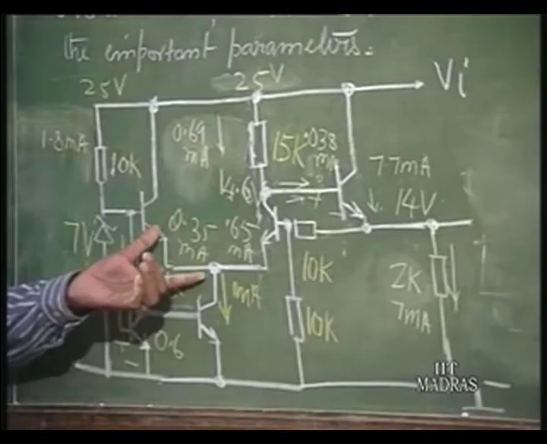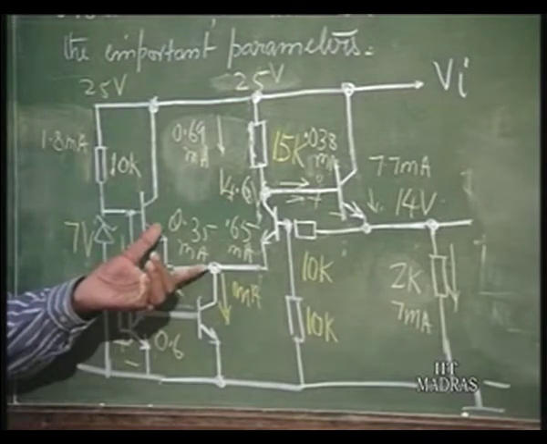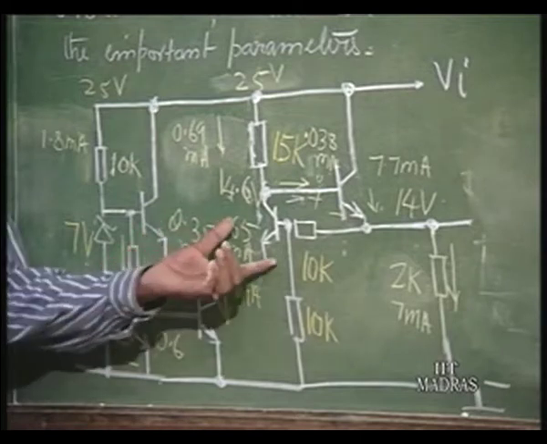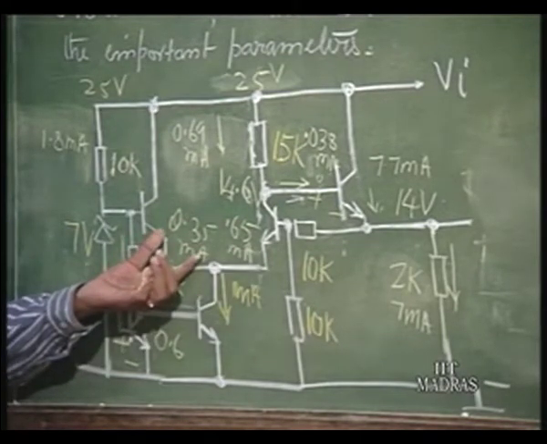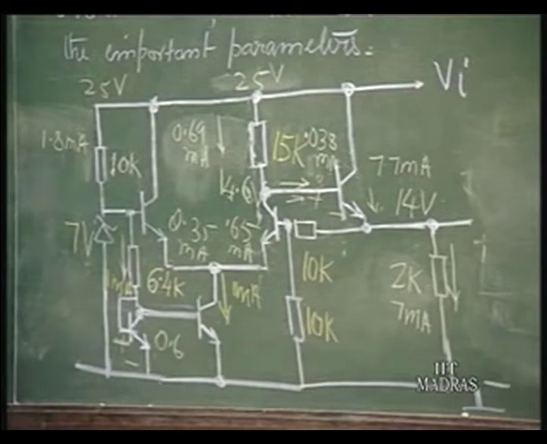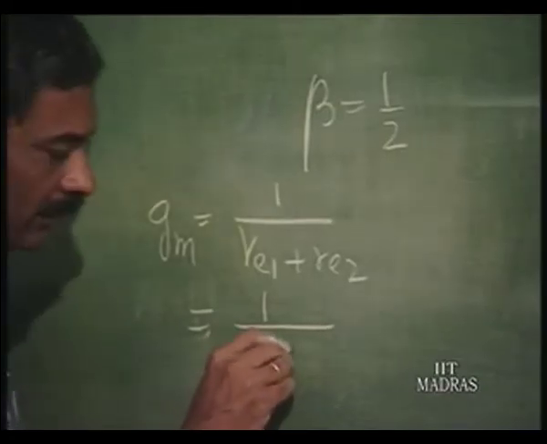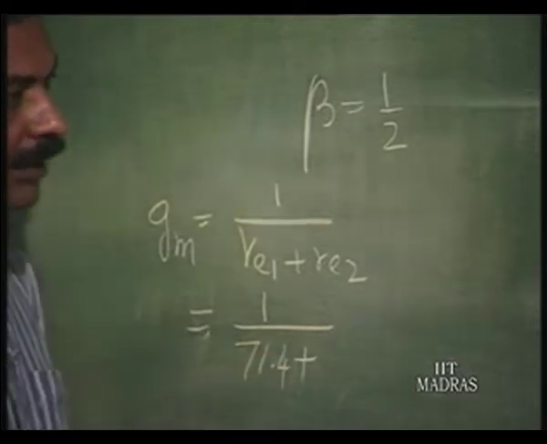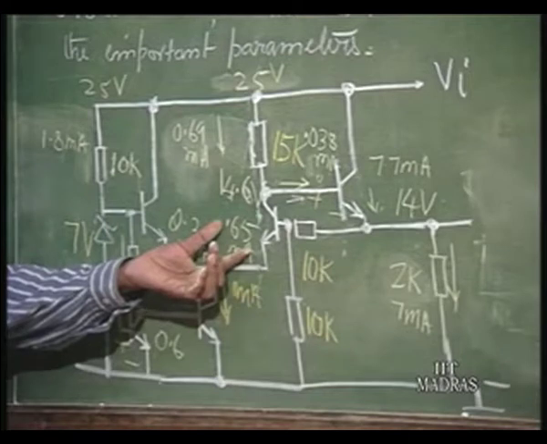So, VT divided by IE, okay. IE1 is 0.35, IE2 is 0.65. So, 25 by 0.35, how much is it? 25 by 0.35 is 71.4 plus 25 by 0.65.